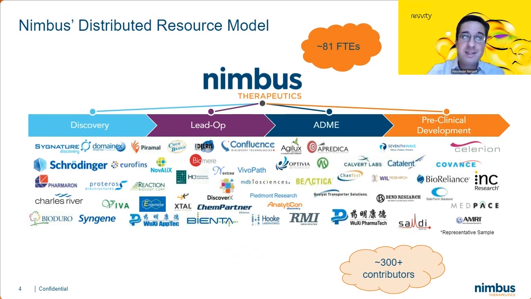So Nimbus is a completely virtual biotech in the sense that we don't have any labs. We work very closely with our CROs and partners to do research all around the globe. We refer to it as our distributed resource model. So all the way from discovery to preclinical and development, we're utilizing CROs all across the globe. We have about 81 FTEs internally, but we have over 300 contributors who are helping us bring new medicines to patients.